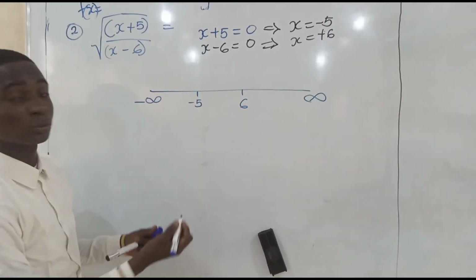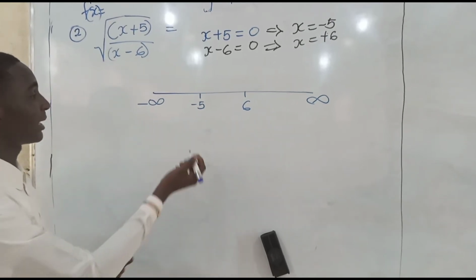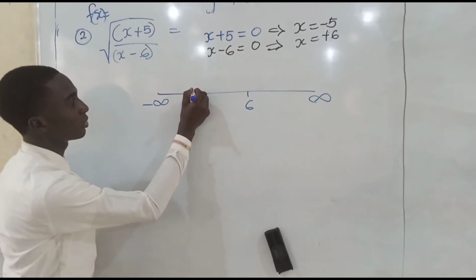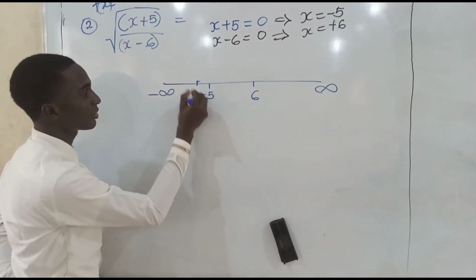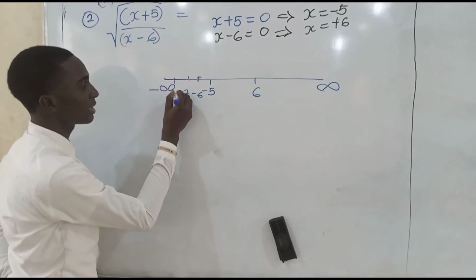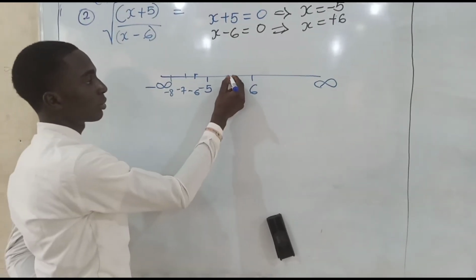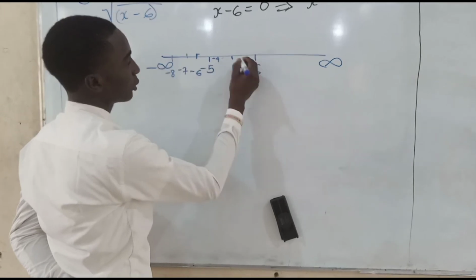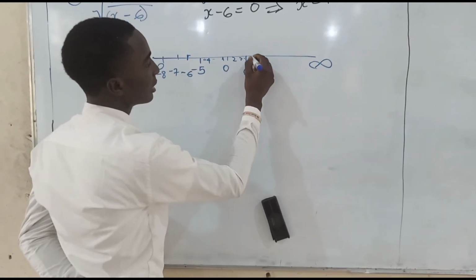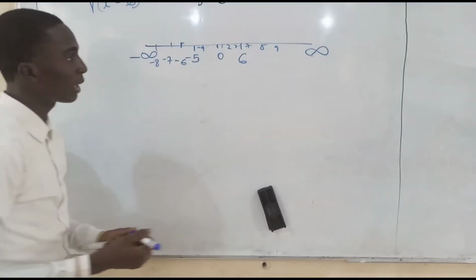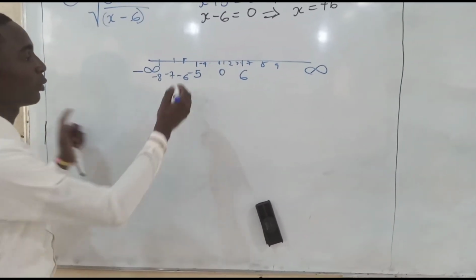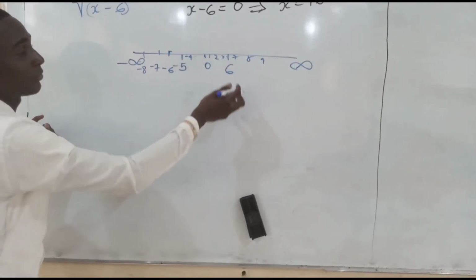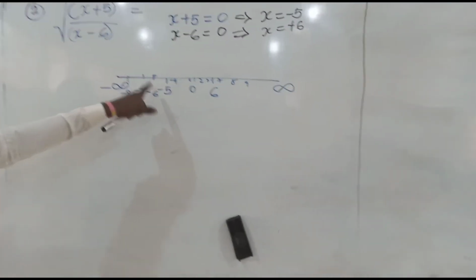Now the next thing we have to do is that from negative 5, remember the numbers we are having downward are negative. From here I'm having negative 6, negative 7, negative 8. Here I'm having negative 4, negative 3. Here I'm having 0, 1, 2, 3, 4, 5, 6, and 7, 8, 9 to infinity. Now we have to choose any number between negative infinity and positive infinity. So let's choose a number here.